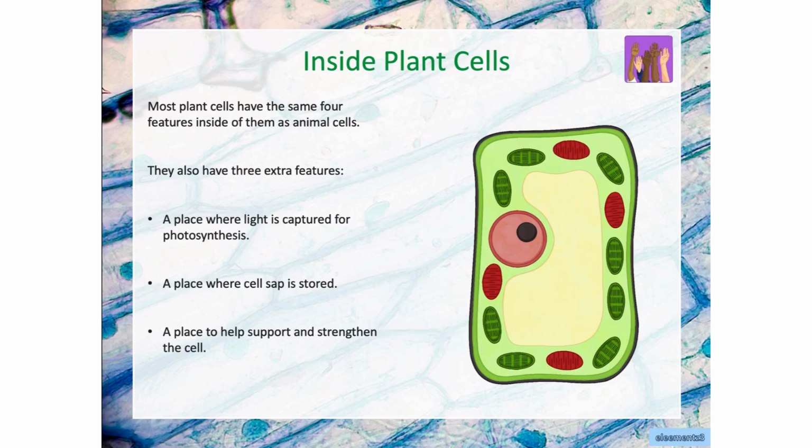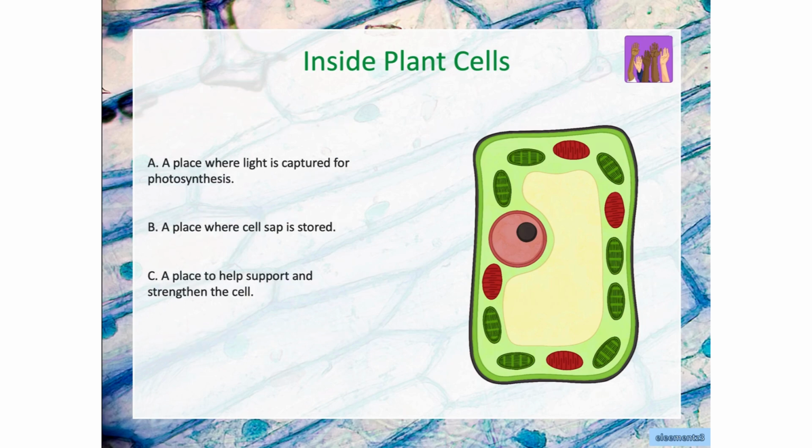Inside plant cells. Most plant cells have the same 4 features inside of them as animal cells. They also have 3 extra features. A place where light is captured for photosynthesis. A place where cell sap is stored. A place to help support and strengthen the cell. A place where light is captured for photosynthesis. A place where cell sap is stored, as you see in the labeling. A place to help support and strengthen the cell.